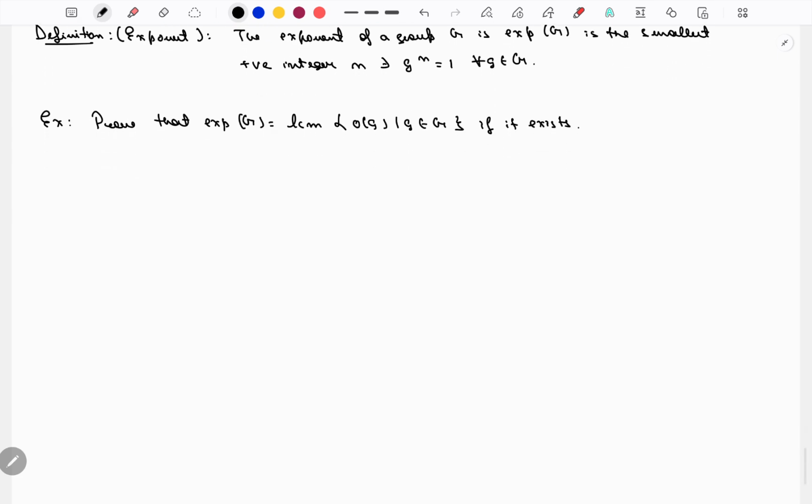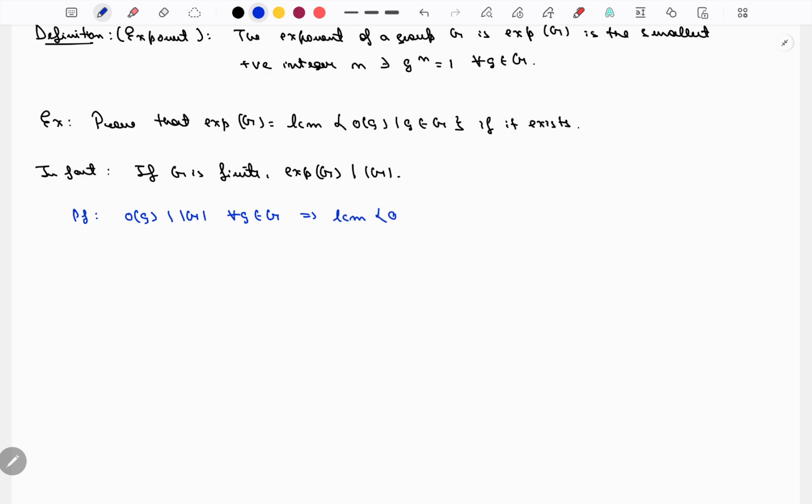In fact, something we can also observe is that if G is finite, then the exponent of G must necessarily divide the order of G. The proof again follows from Lagrange's theorem, that is, the order of g divides the cardinality of G for all g in G. But then by definition of LCM, the LCM of all the orders of g must again divide the order of G. So that would imply that the exponent of G necessarily divides the order of G.